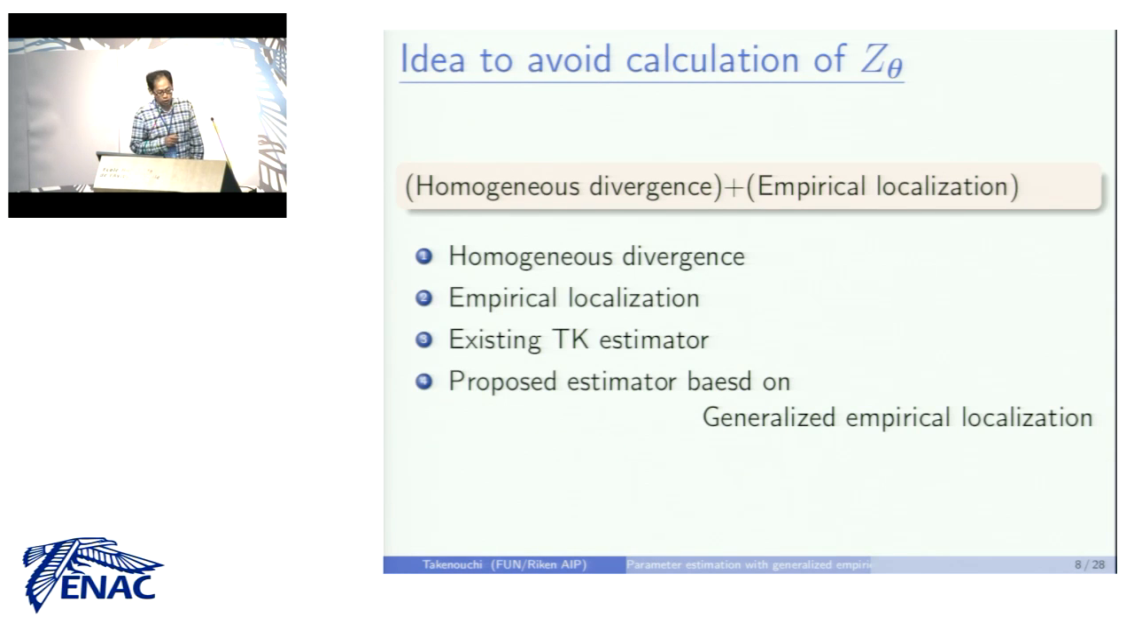And in this talk, I consider a method based on the homogeneous divergence and empirical localization. In the following, I will briefly explain the homogeneous divergence and empirical localization and existing estimators based on these two concepts. And I propose a new estimator based on the generalized empirical localization.